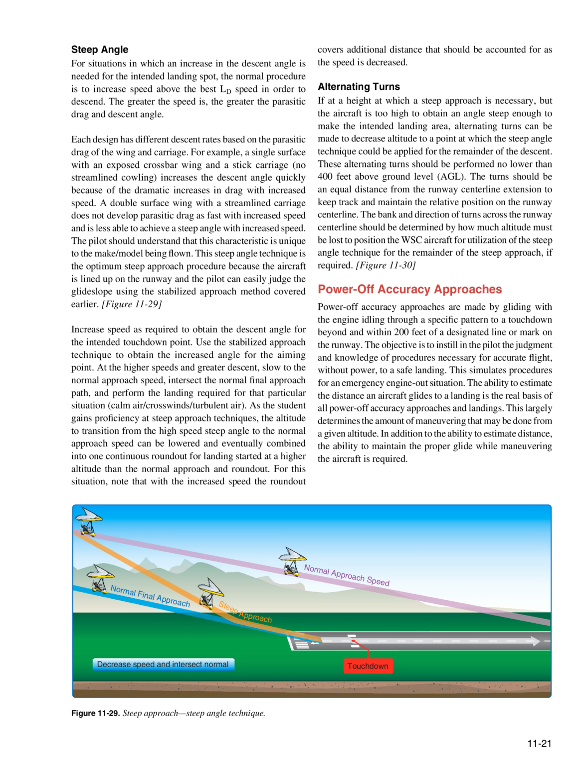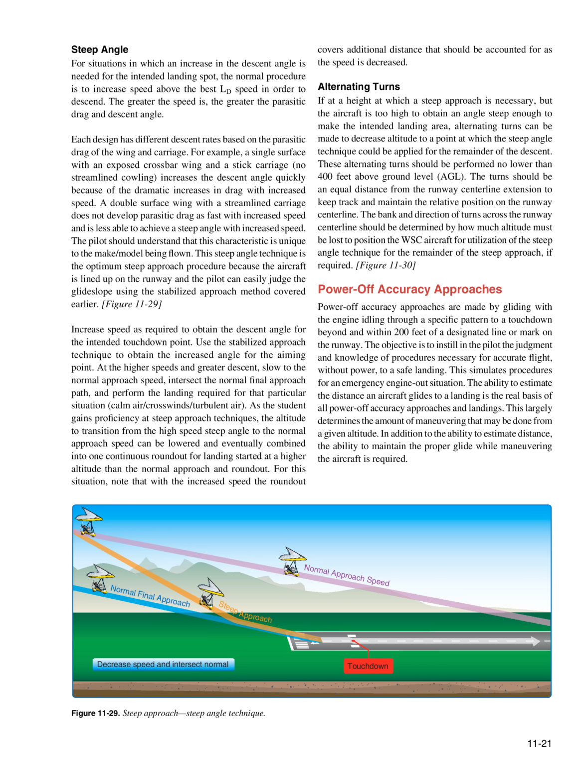At the higher speeds and greater descent, slow to the normal approach speed, intersect the normal final approach path, and perform the landing required for that particular situation: calm air, crosswind, or turbulent air. As the student gains proficiency at steep approach techniques, the altitude to transition from the high-speed steep angle to the normal approach speed can be lowered, and eventually combined into one continuous roundout for landing started at a higher altitude than the normal approach and roundout.